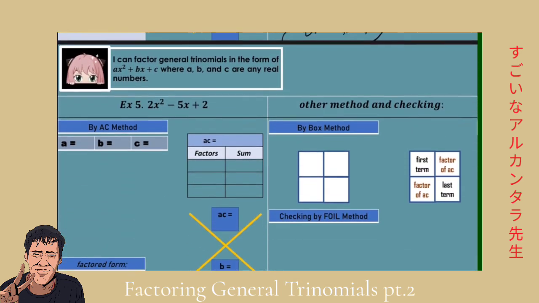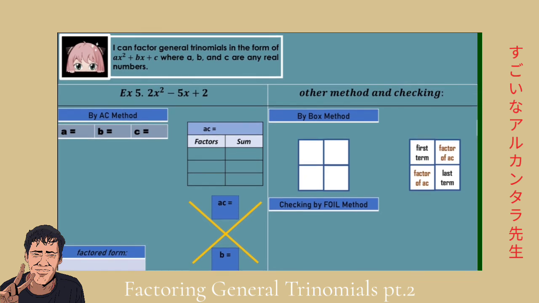So let's continue. Let's have this as our last example. We can have 2 as our A, our B is -5, our C is +2. So AC, that is 2 times 2, equal to +4. But your middle term is negative, so you have to use a pair of factors that are both negative. So we can have -1 and -4, and if you add them, it's equal to -5. So that's what we're going to use: -1 and -4.